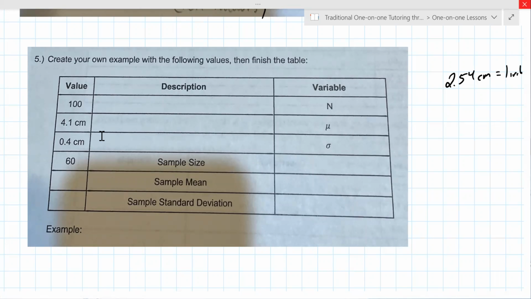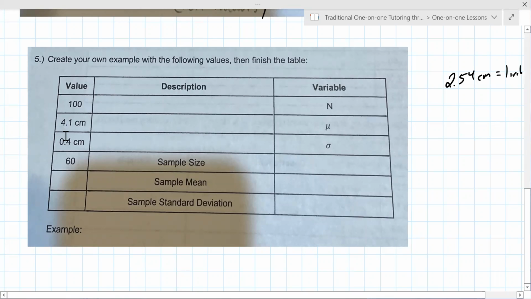So what is something that you might measure that would be around that length? And food, think of food. Maybe food's sometimes a good one to reference. Maybe like a stick of gum. Okay. So we can put that in here, but this is the population mean. And we know that because of the mu.